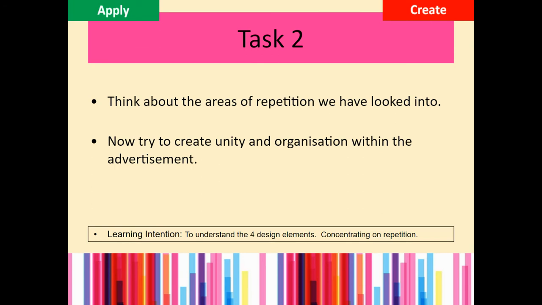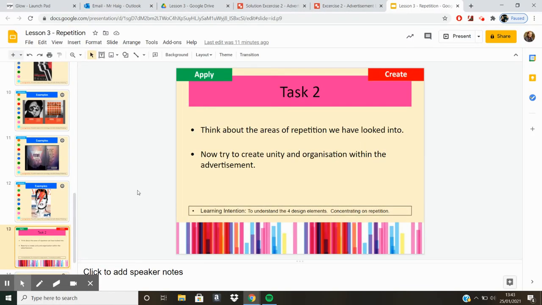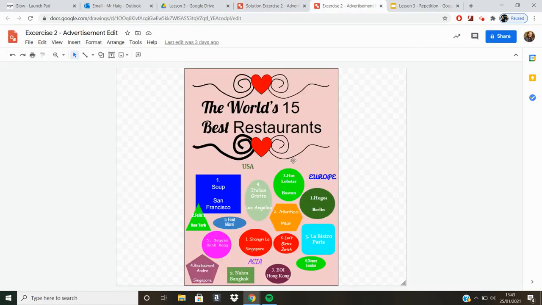Okay, so now I want you to think about the areas of repetition we've looked into, and I want you to try and create unity and organisation within that advertisement that we had a look at previously. So here is the example or the exercise. You will have your own copy of this, and you can do whatever you want to. You do not have to do the same as what I will show you in a second, the solution. You can do whatever you want to this. You can move things about.